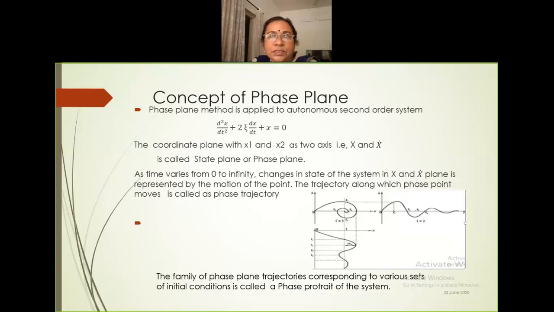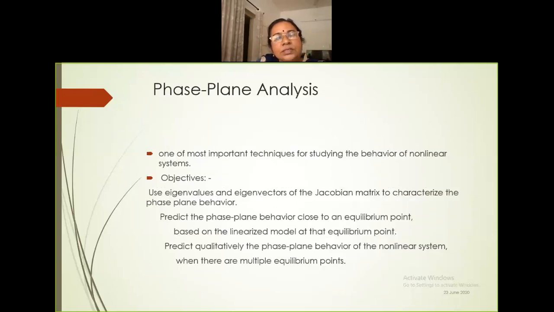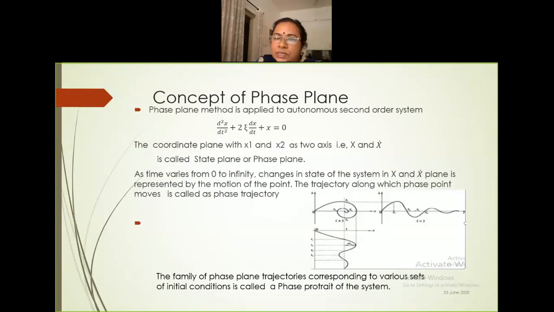Now the phase plane is mainly constituted only for second order systems. So how many state variables are available? Only two, which are x1 and x2. We know that x2 is nothing but the derivative of x1. Now this is a coordinate plane with x1 and x2 as the two axes, that is, x and x dash are the two axes. Then we can say it is a state plane or phase plane. We are familiar with the xy coordinate. Instead of xy coordinates, it will be x1 and x2 coordinates, which are nothing but the state variables of the second order system.